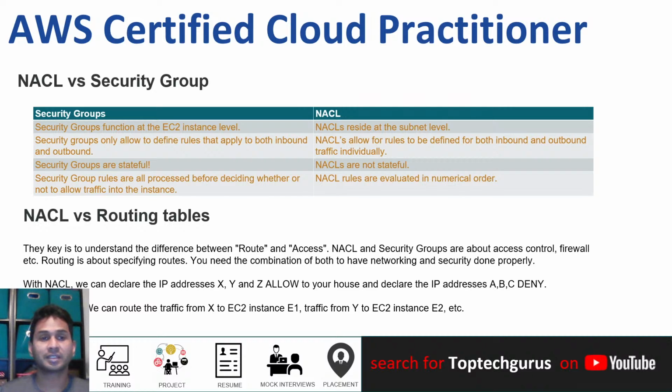With a network access control list, you can declare that X, Y, and Z IP addresses are allowed, and declare that A, B, and C IP addresses are denied. But even though you allow X, Y, and Z, in the route table, you can say traffic from X would go into EC2 instance E1, and the traffic from Y would go into EC2 instance E2, etc. So you can route the different requests that come in on the route table.